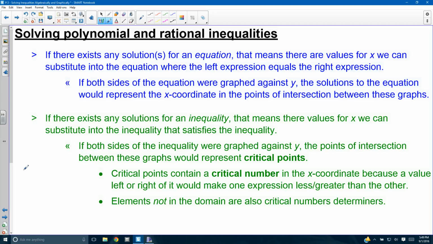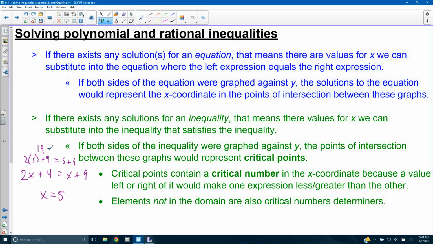So let's say I had 2x plus 4 equals x plus 9. And then you subtract x and subtract 4, and you get x equals 5. Okay, so this is the x value that I want to go to, and when I substitute 5 into either equation, I'm going to get the same number. What number?